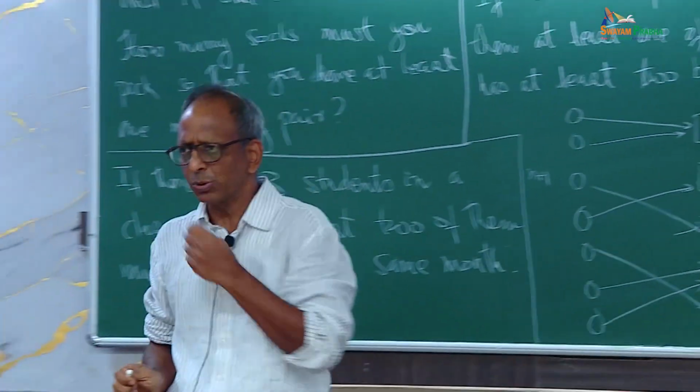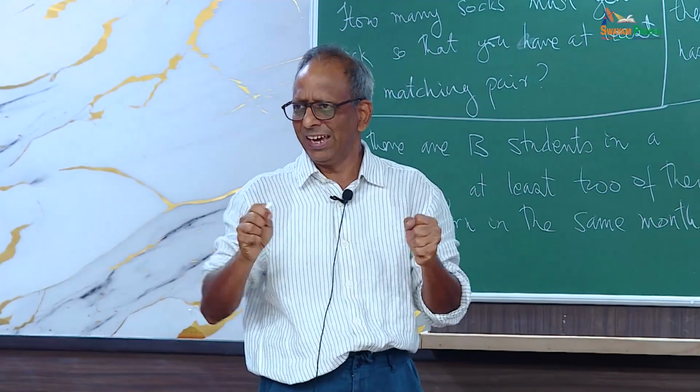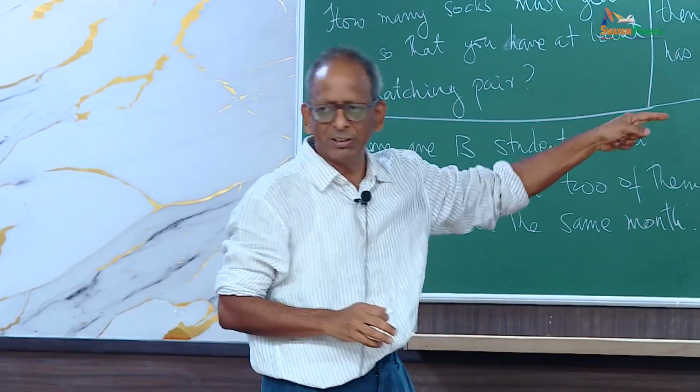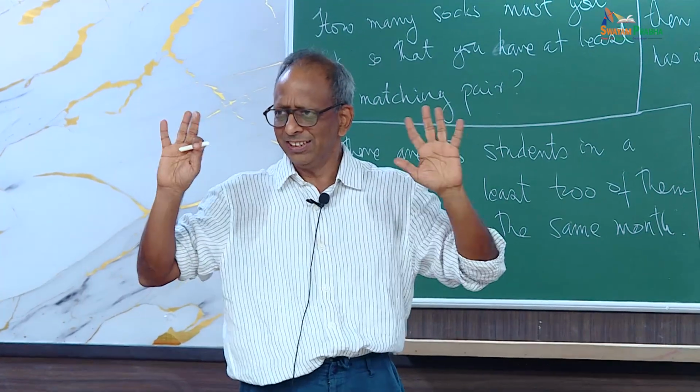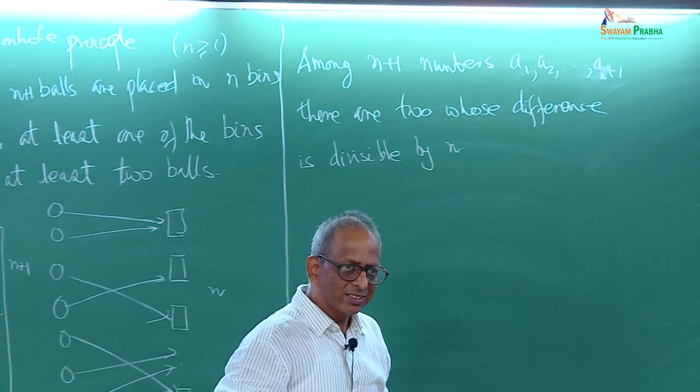So I give you n plus 1 numbers. Is everybody comfortable with n? Would you prefer I call it 17 and 18? N is okay, right? Okay. So there are n plus 1 numbers.